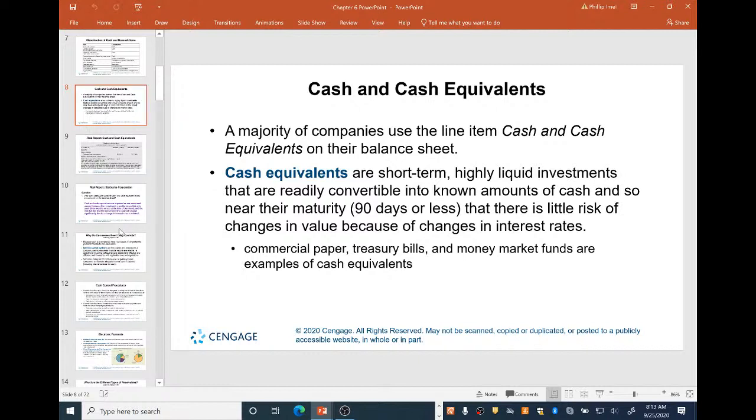So cash and cash equivalents, pretty much the majority of companies use the line item cash and cash equivalents on their balance sheet as opposed to just cash. They could have them separate, cash and then cash equivalents, but usually it's combined. And the reason being is because cash equivalents in terms of GAAP is considered the same thing as cash.